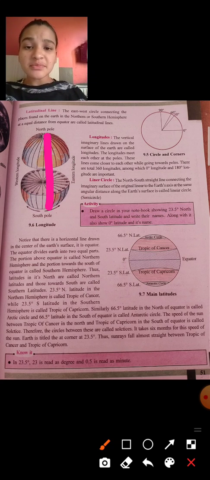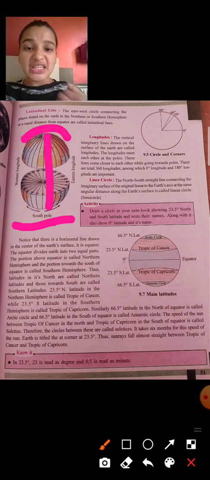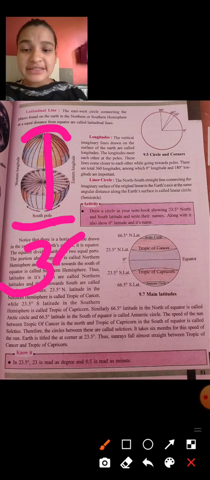Now the longitudes meet each other at the poles. These lines come closer to each other while going towards the pole. So here are the south pole and north pole. Each line comes closer when it meets at the poles. There are a total of 360 longitudes. So how many are there in all? 360 longitudes in the whole.